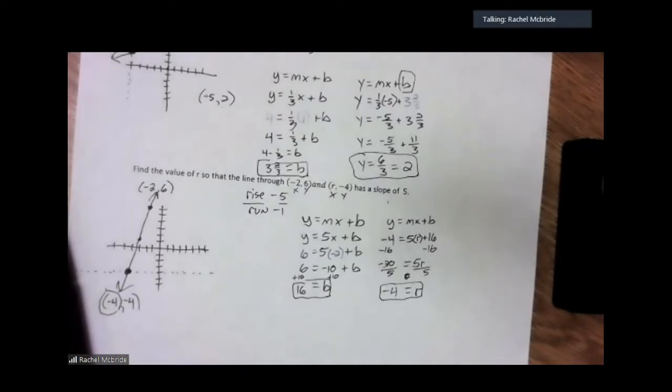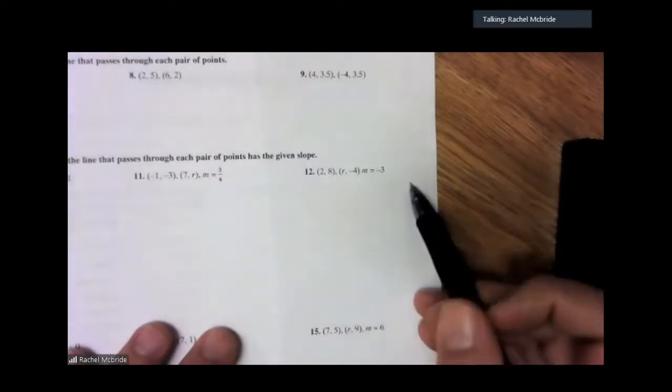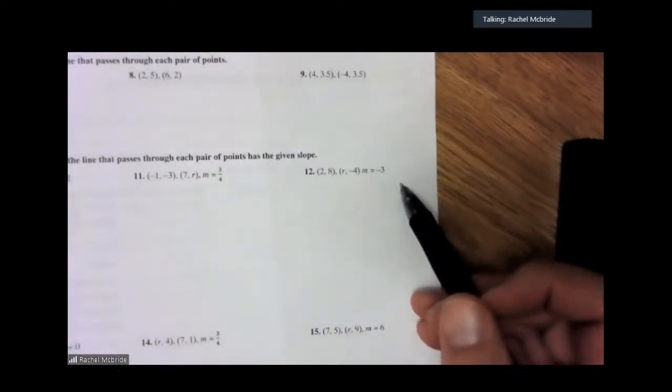I'll show you this little shortcut. We should be able to do the whole thing. You guys can do slope. So let's look real quick at one of these right now. I'm going to even show you another short way you can do this. Let's look at number 12. Find the value of r so that the line through (r, -4) and (2, 8) has the given slope. So I know what my slope is, right?